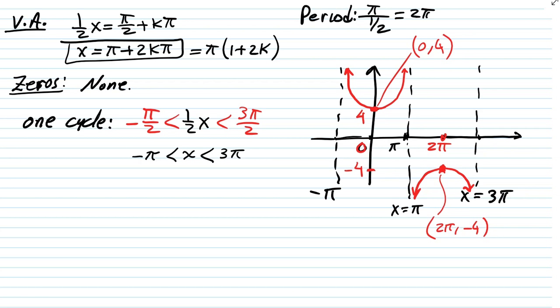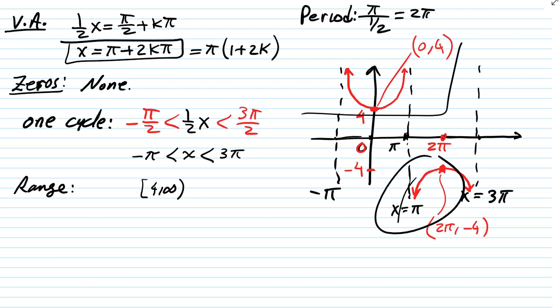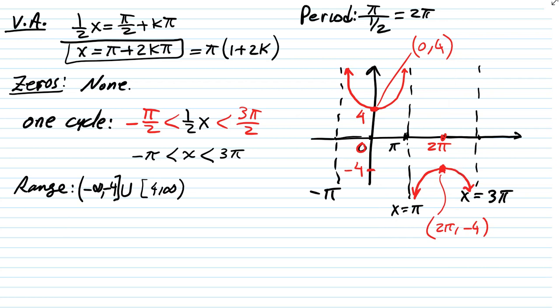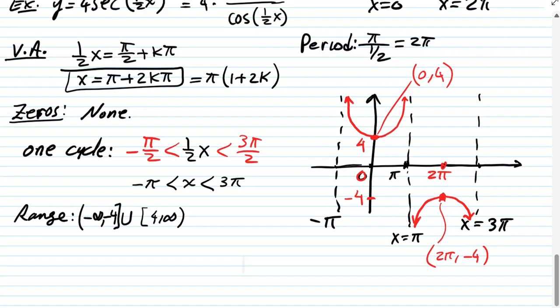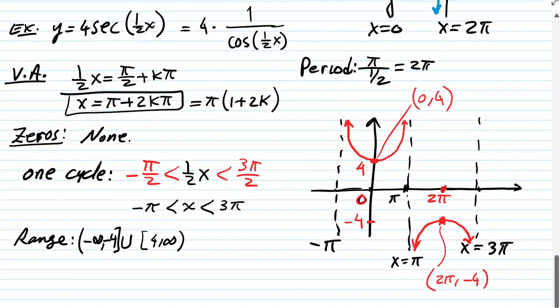Oh, and the range, let me put the range on this one. The range is going to be, for the positive side, from 4 to infinity. And on the negative side, it's from negative infinity to negative 4. There. And that should do it. Perfect. So we got all the relevant information. Again, we're interested in zeros and the vertical asymptotes primarily. And that's for the secant.